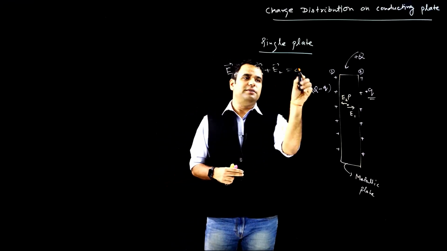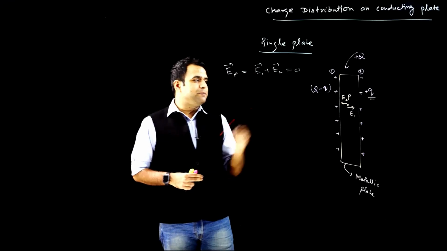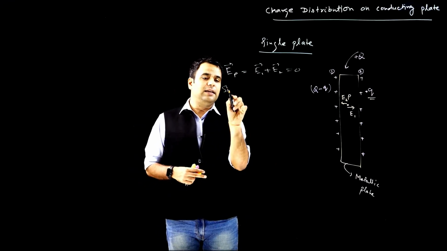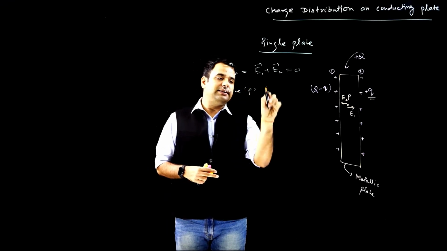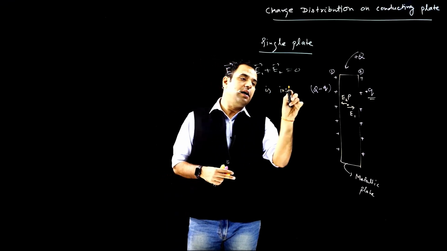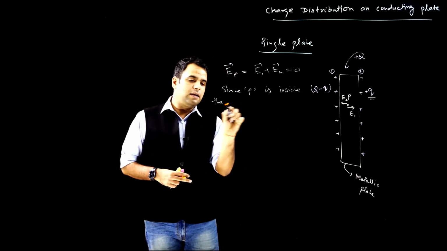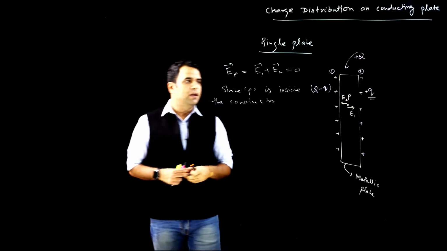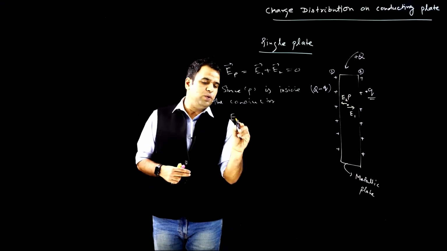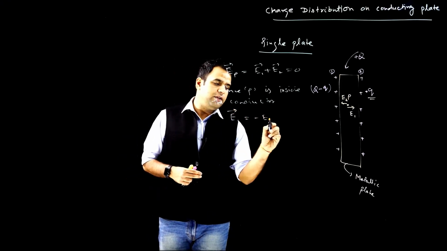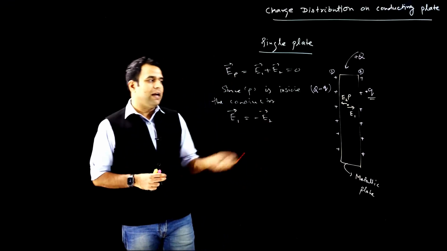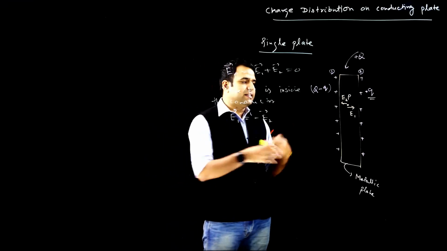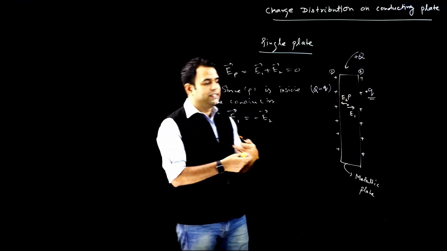So the net field at point P, that is the vector summation of E1 and E2, will be 0. The reason being, this point P is inside the conductor. Since P is inside the conductor, we can say EP is 0. That makes E1 equal to minus E2. Now let's calculate the magnitudes of E1 and E2, because the minus sign signifies the direction, and we have already taken the directions opposite.